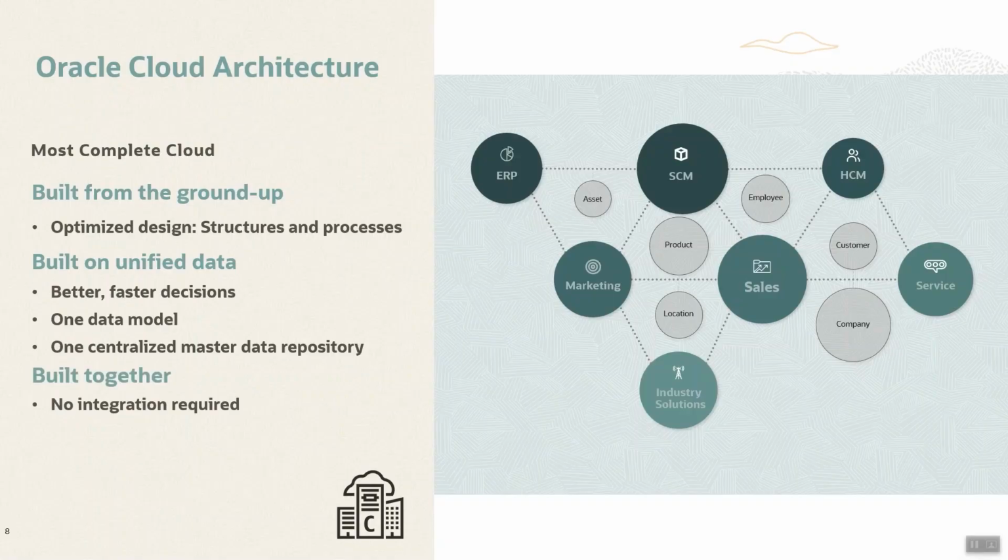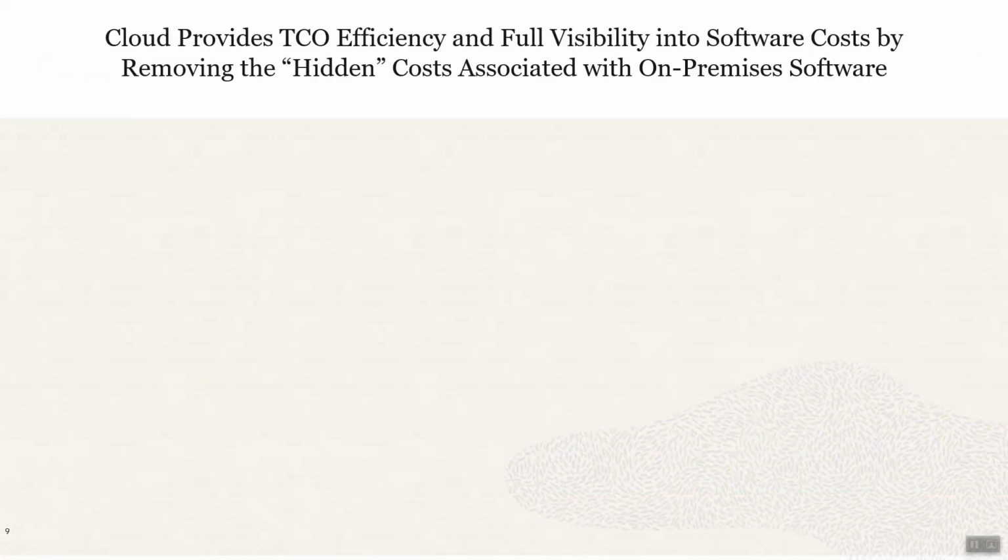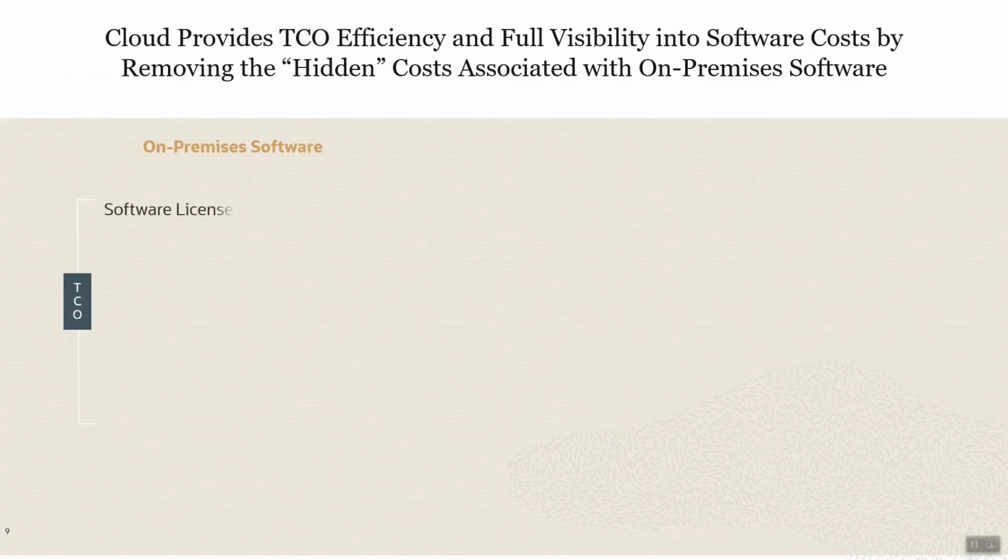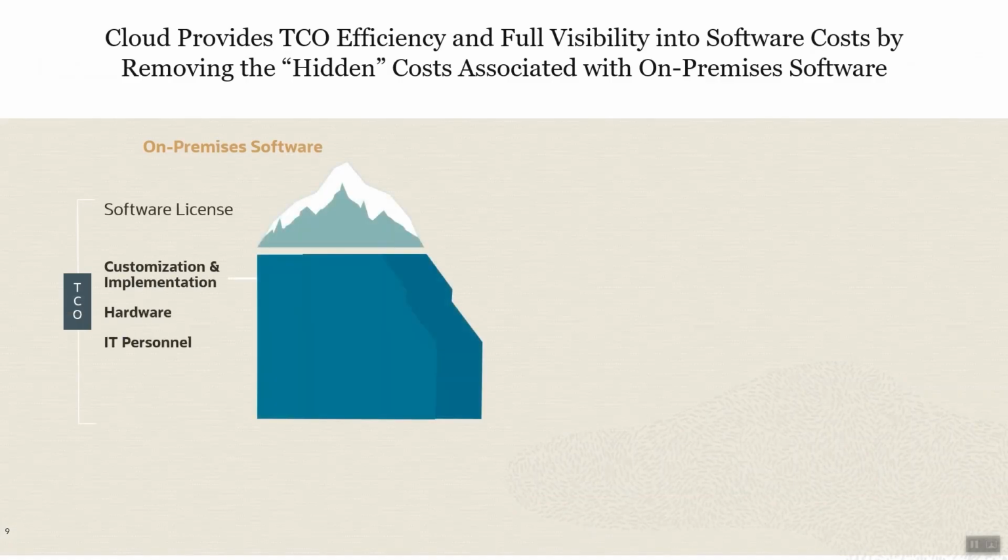When we talk about completeness of suite, that's really our business value. No integration necessary and a single source of truth to help you make better business decisions. Have you considered a total cost of ownership calculation? Have you taken everything into account, including upgrades, hardware, refresh bills, and bills from all vendors?